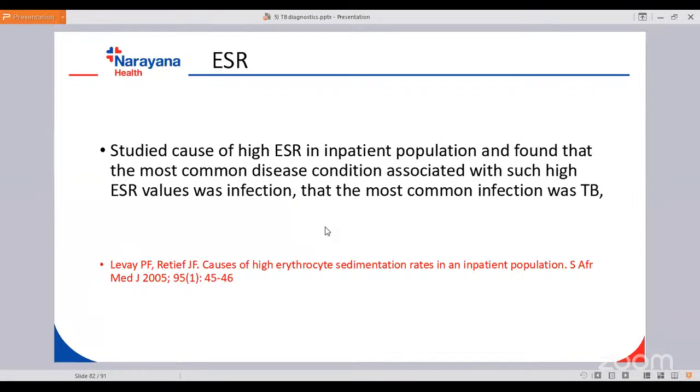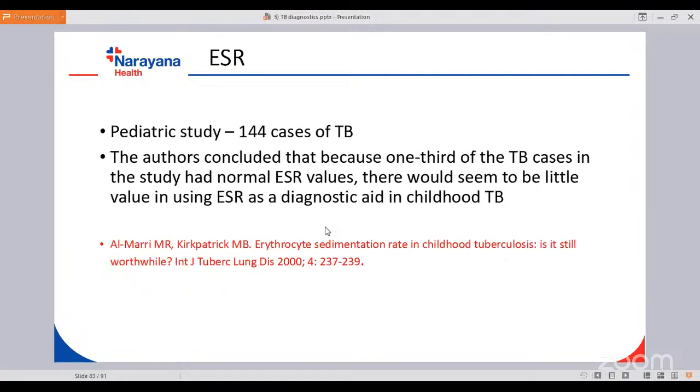So basically, another article, a very old article, says that they studied the cause of high ESR in an inpatient population, patients who are admitted in the hospital. And they found that the most common disease condition associated with high ESR was infection. And the most common infection was tuberculosis. This was the only association that they found. There's another article that talks about 144 pediatric cases of tuberculosis, and they've concluded that because one-third of TB cases had normal ESRs, there'll be little value in using ESR as a diagnostic aid in childhood TB. This is an important message for pediatricians.